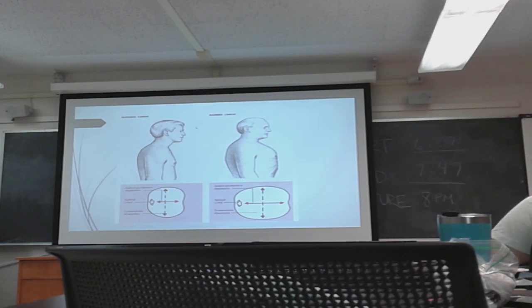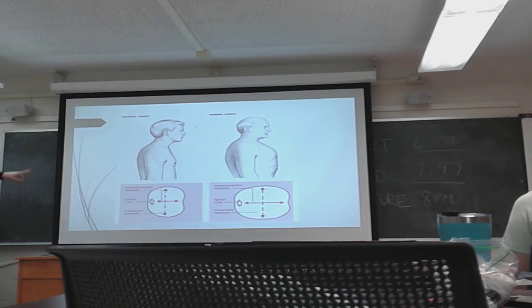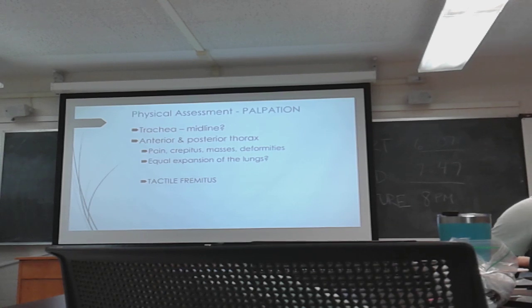So this here is talking about the next slide, actually. We have the normal chest, which is the anterior-posterior diameter. We want it to be 1 to 2. When somebody has chronic respiratory disease, it's going to be 1 to 1, and it's called a barrel chest. So the size of the chest anteriorly is the same as posteriorly. Normal is 1 to 2, barrel chest is 1 to 1.